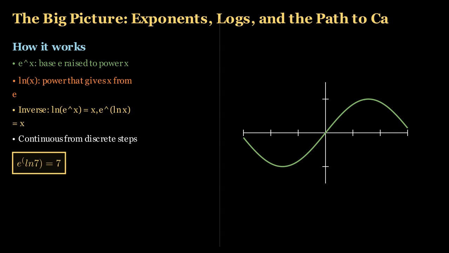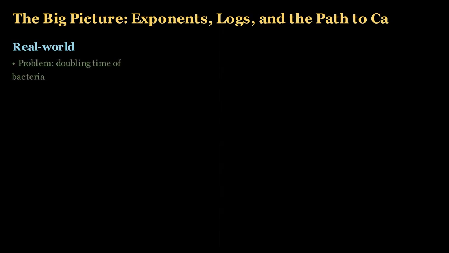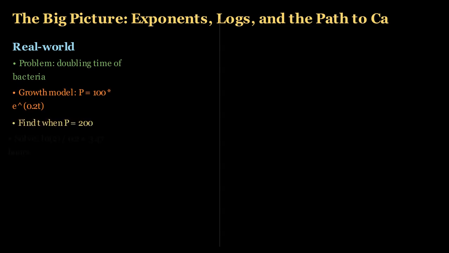Now we need to unlock that exponent. We take the natural log of both sides. The natural log of e to the 0.2 t is just 0.2 t, because ln and e undo each other. So we have ln of 2 equals 0.2 t. Ln of 2 is about 0.693. Divide by 0.2, and we get t is about 3.47 hours. That's the doubling time.